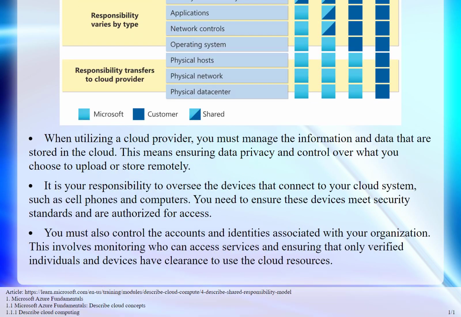You must also control the accounts and identities associated with your organization. This involves monitoring who can access services and ensuring that only verified individuals and devices have clearance to use the cloud resources.